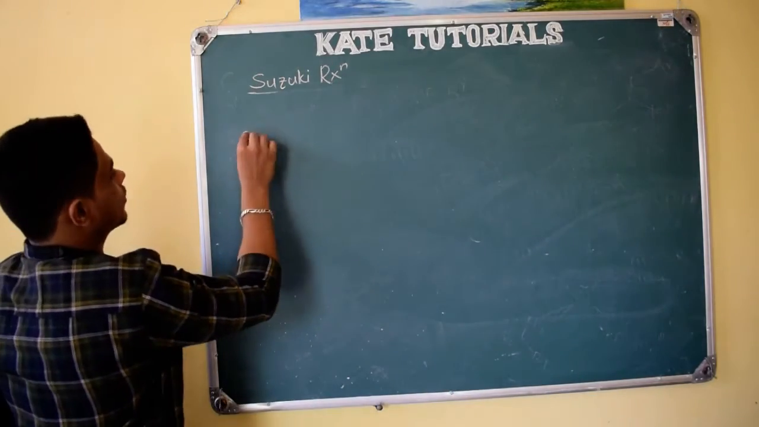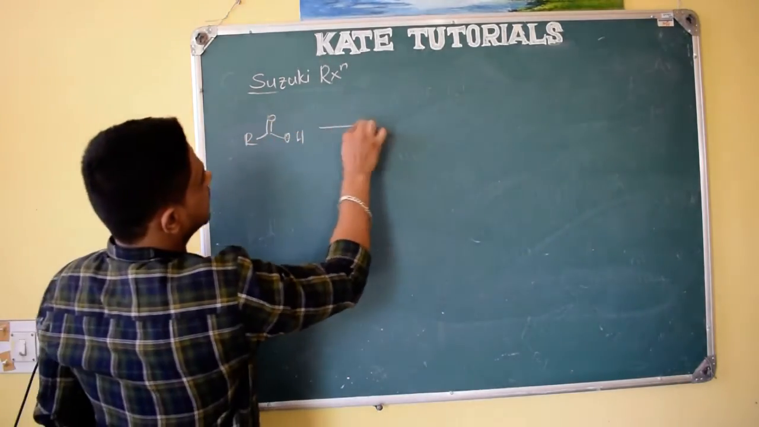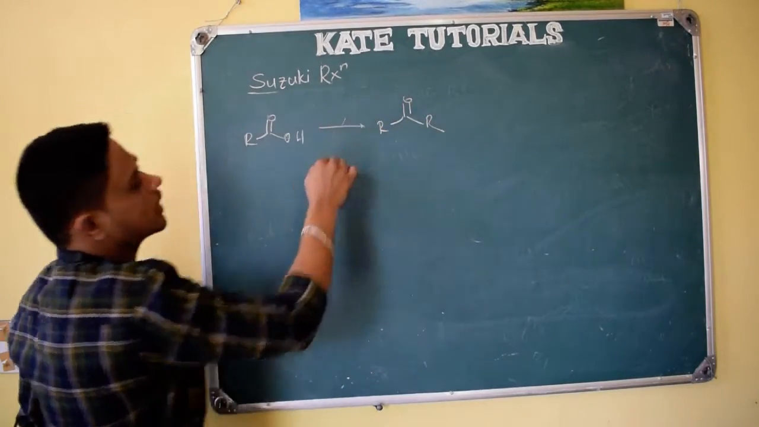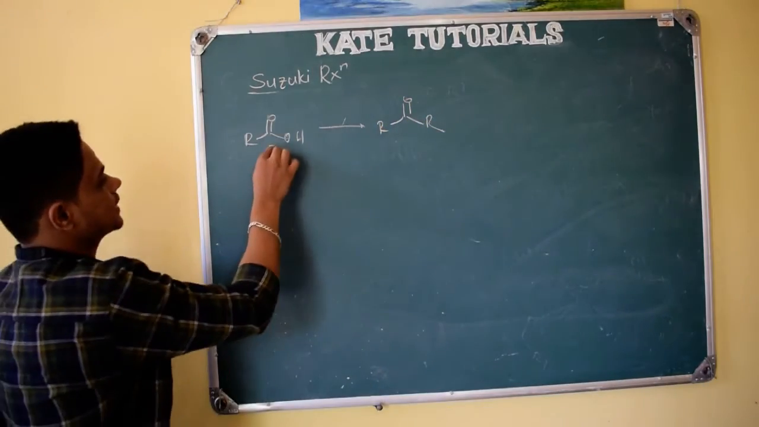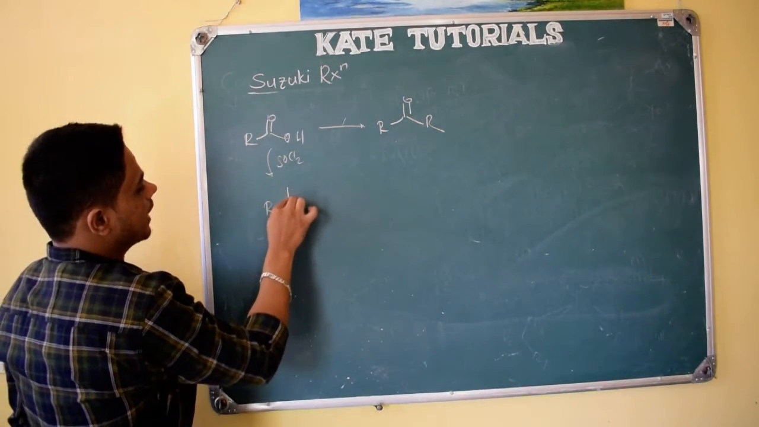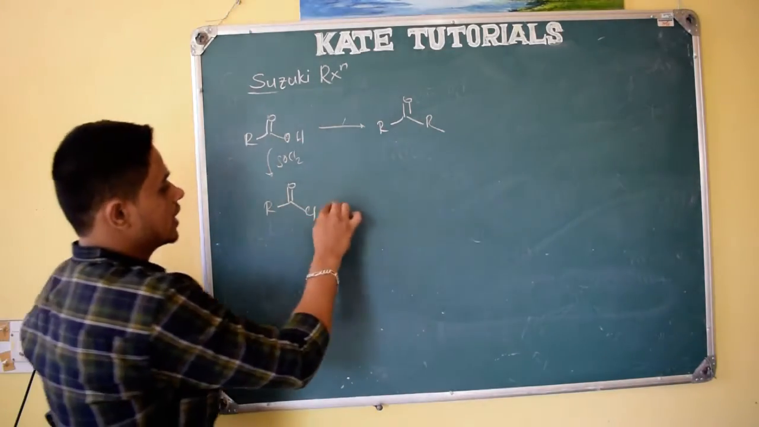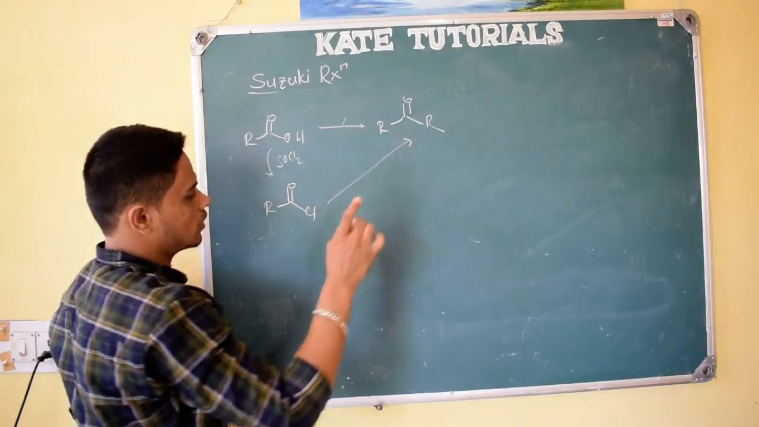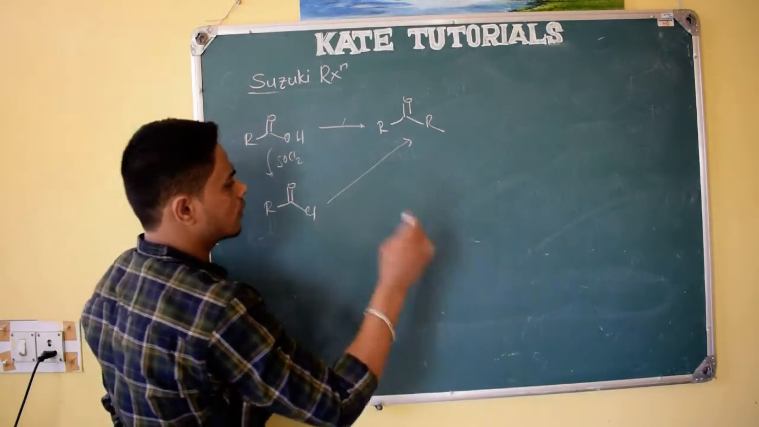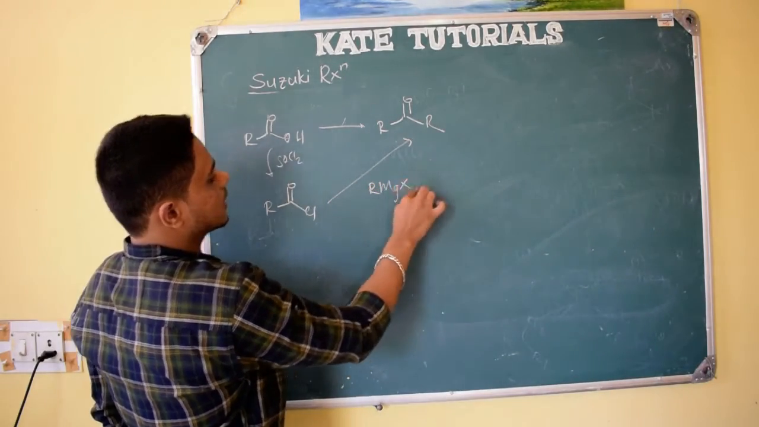See here, we know that this is an acid, RCOOH, right? To convert this into a ketone, RCOR, it is very difficult. So what we used to do is add SOCl2, thionyl chloride, and we get RCOCl. To get the ketone from this, we need to add only one equivalent of RMgX, the Grignard reagent.